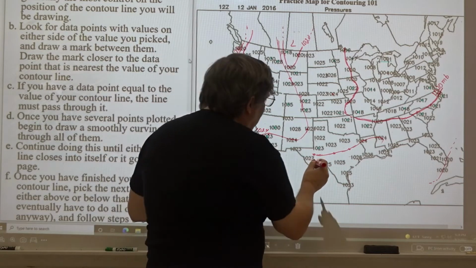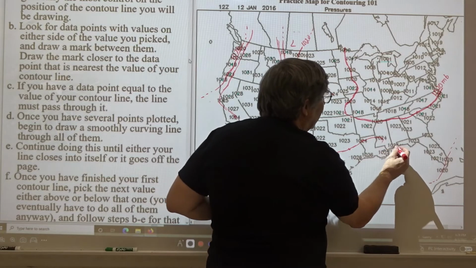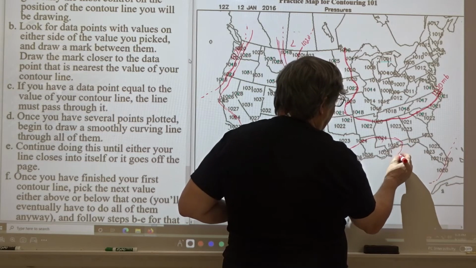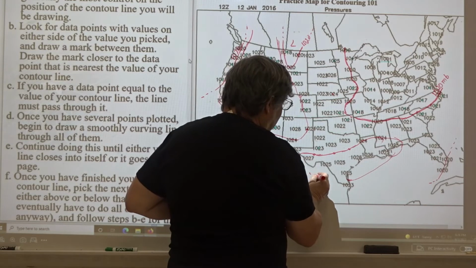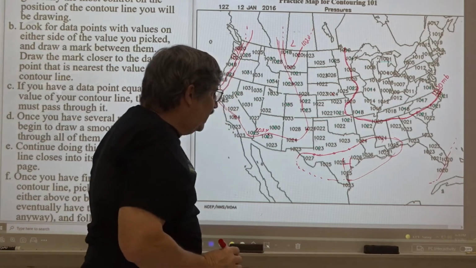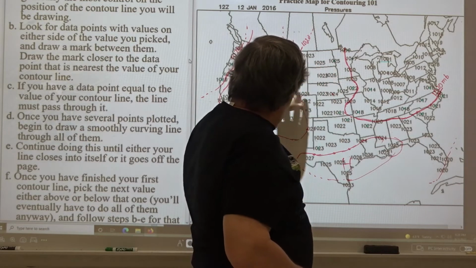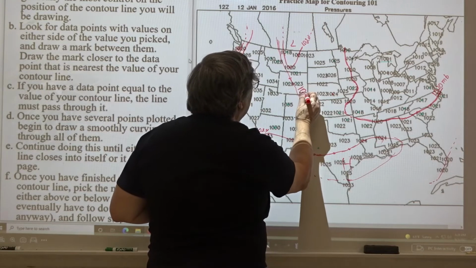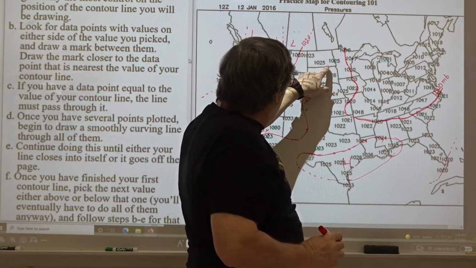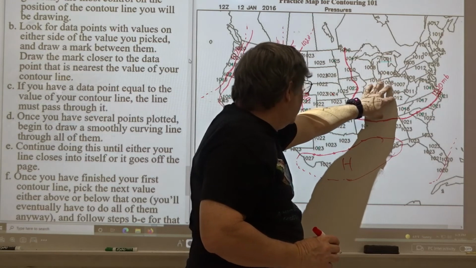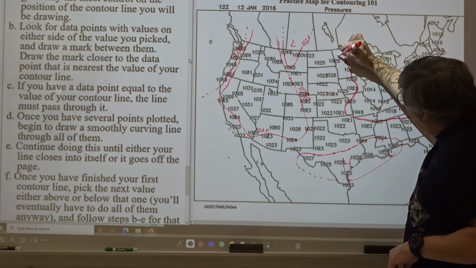These values are higher than 1024. From here to here, there's 1025, 1023, like that, 1025. There's 1023 and 1025. And so we have a high pressure zone right there. It's a weak high pressure zone, but it is a high pressure zone. Okay, let's take a look at this. All these values are greater than 1024. All these values are lower. These values are lower than 1024. These values are lower than 1020. So now we have a contour line between 1020 and 1024 here.